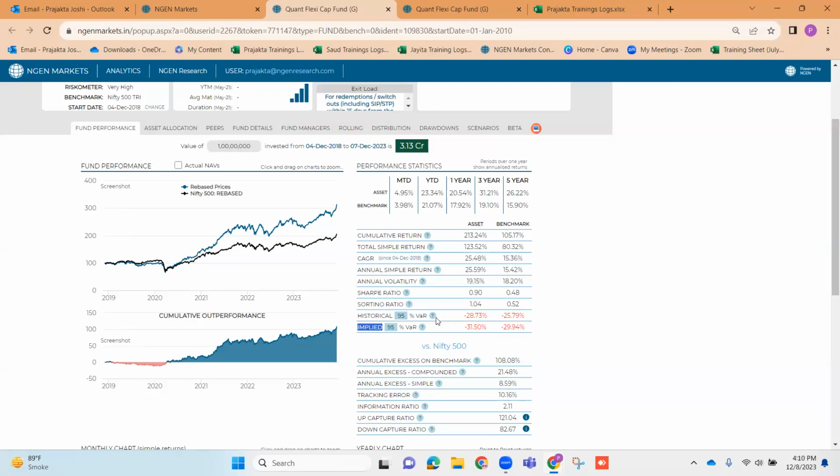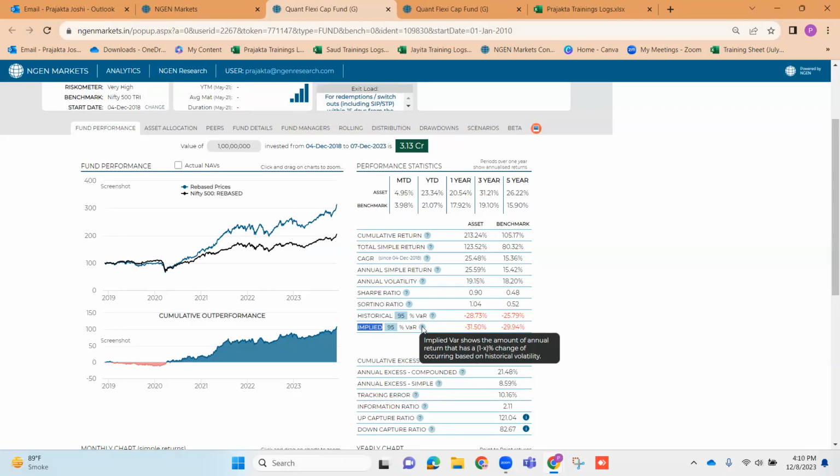Historical value at risk takes into consideration annual returns, or rather historical returns, as the baseline to come up with these numbers, which are negative return numbers, right? Negative 28 and negative 25. On the other hand, implied value at risk takes into consideration the volatility numbers of this fund as well as the benchmark. By volatility, I mean the standard deviation numbers of this particular fund as well as the benchmark to arrive at these percentages that you can see on the right hand side, right?